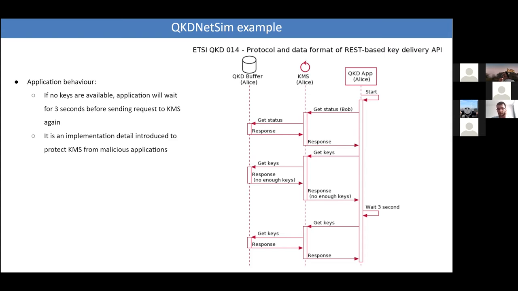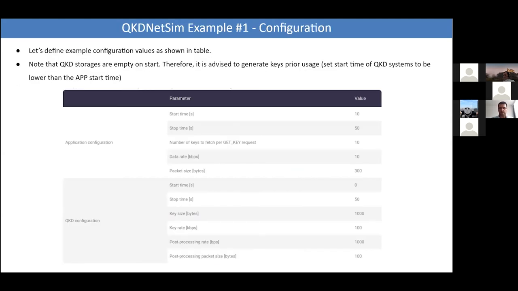So to prevent this, the KMS needs to have some defensive mechanisms. One of the mechanisms that we implemented in this version was: if the application asks for a key and there are not enough keys for the request, and it already obtained this information from the get status message, it is going to be punished by waiting 3 seconds before sending requests again. If it behaves maliciously, it is punished for 3 seconds not to ask again. And then after 3 seconds, it can start again. So let's see several examples of what we obtained from these values.